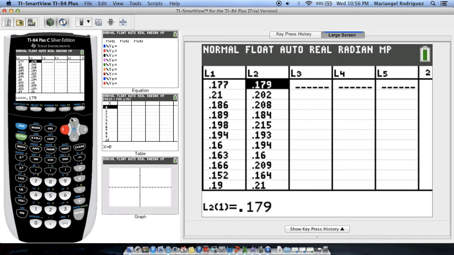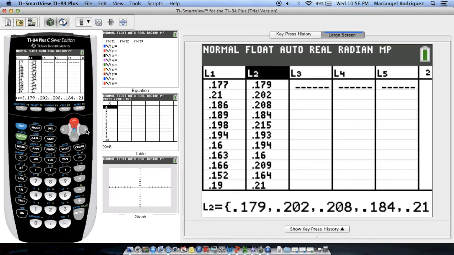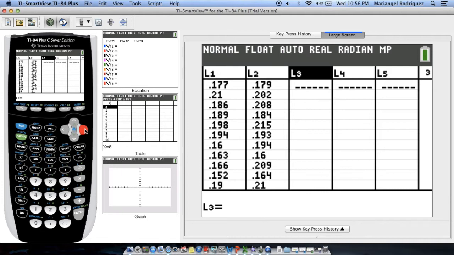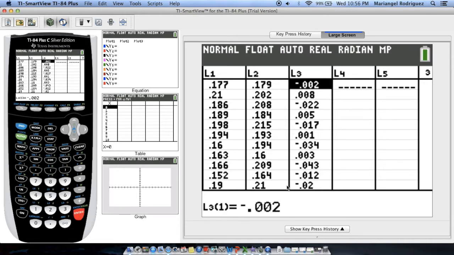In order to do that, we have to enter the data on our calculator. The dominant hand will be on L1 and the non-dominant hand will be on L2. Then we have to compute the difference, which will be on L3. We have to press L1 minus L2 and click enter. That will give us all the differences for each of the students.